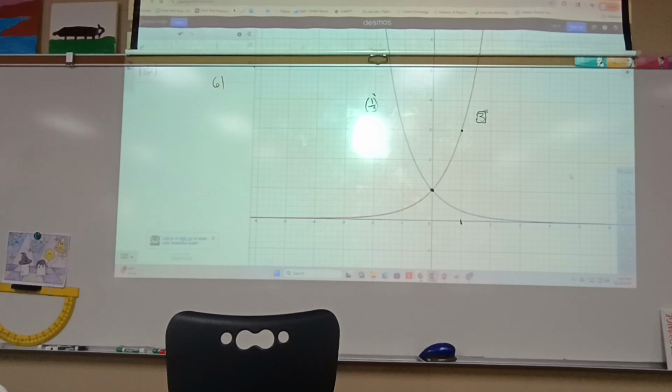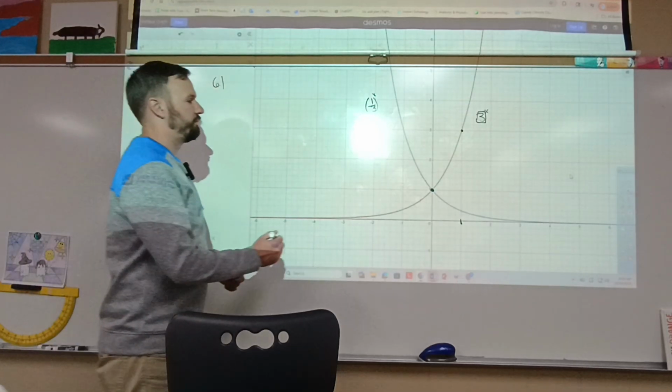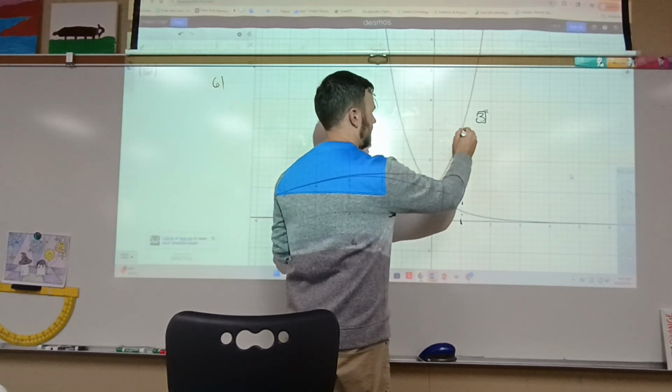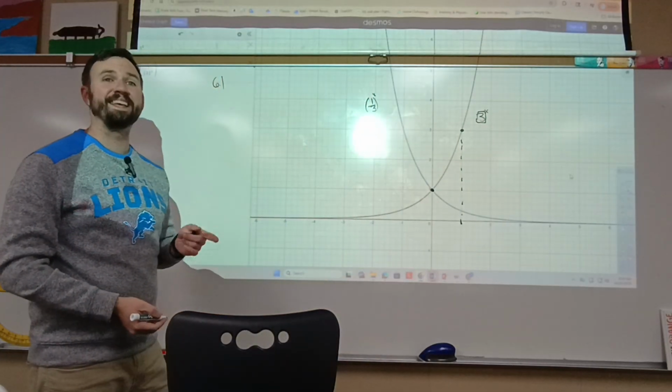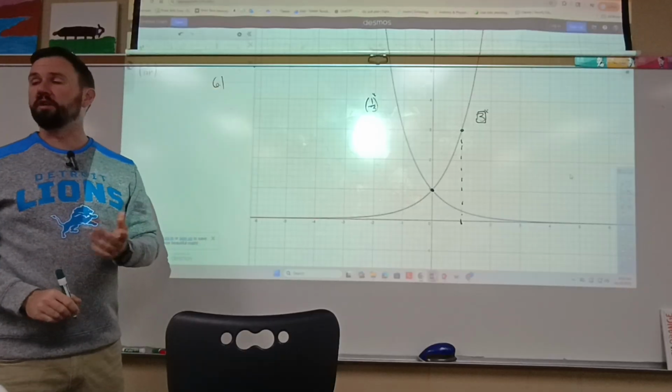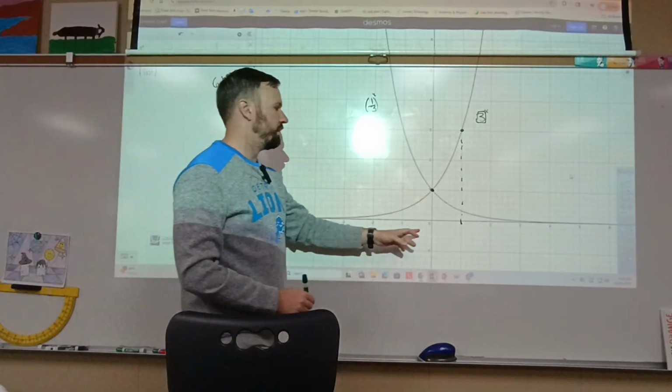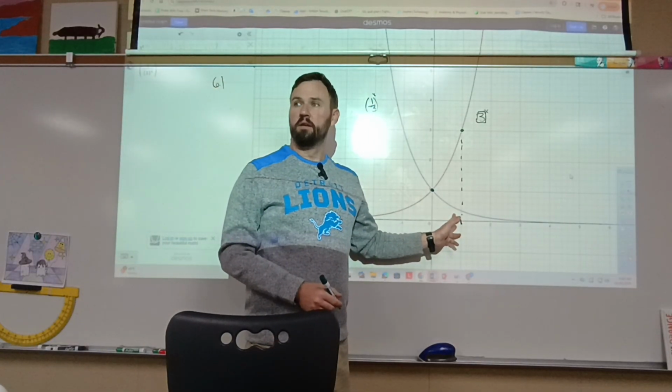I'll ask you, what's the base of this graph? You go to your 1, and you see what the value is. This one's 3. The base is 3. If it's a decay, it doesn't work that way. If I go to 1, it'll be some fraction, right?